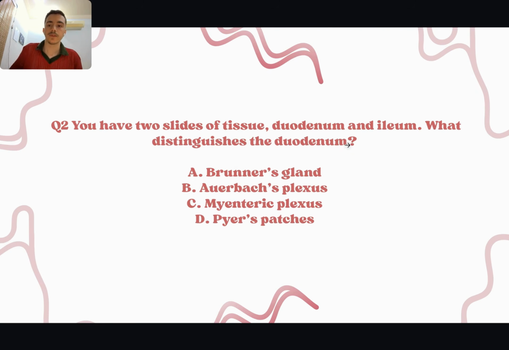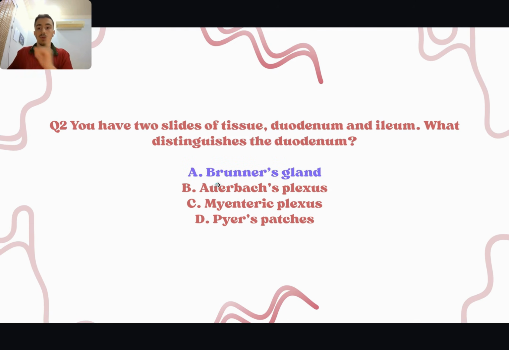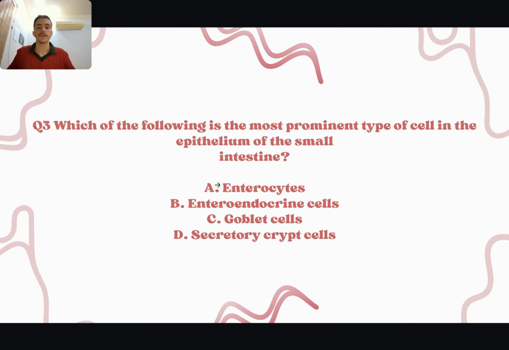See. Okay, you have 2 slides of tissues, duodenum and ileum. What distinguishes the duodenum? Like what can let you know that this is the duodenum? What makes you differentiate between this and this? Right, it's A, which is the Brunner glands. You can only find it in the duodenum.